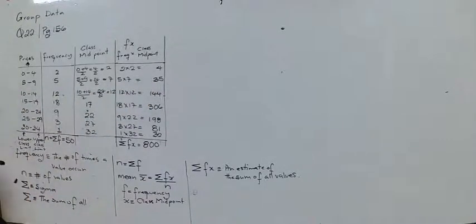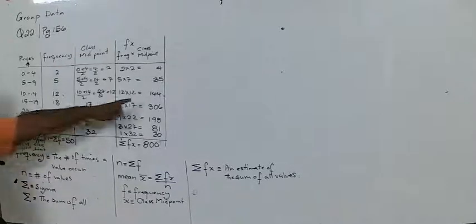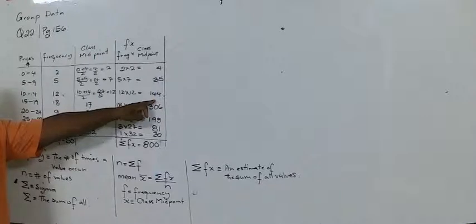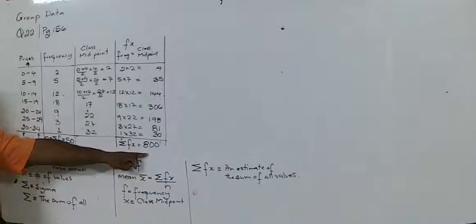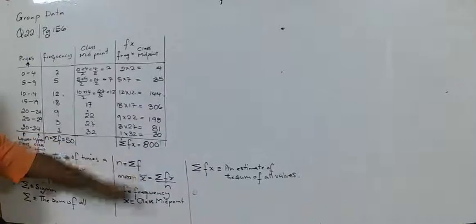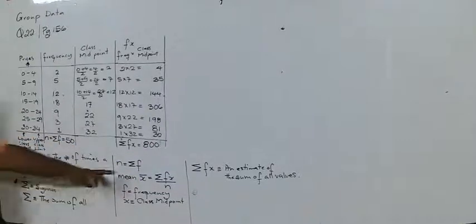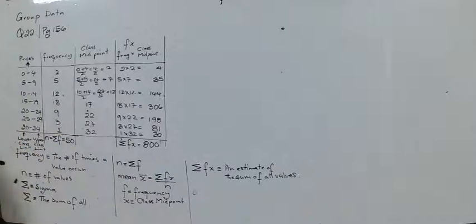How many persons' lunch costs $12? 12. So this 124 here is the price for how many people's lunch? 12. So this 800 is the price of how many people's lunch? 50. The sum of fx is an estimate of the sum of what? All values. The sum of fx is an estimate of the sum of all values.